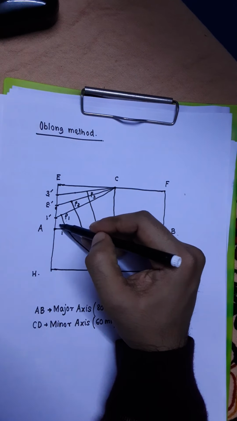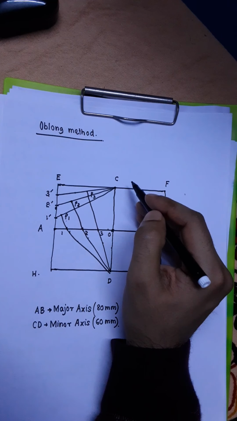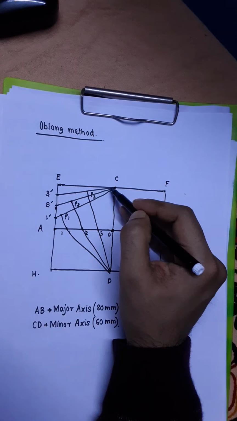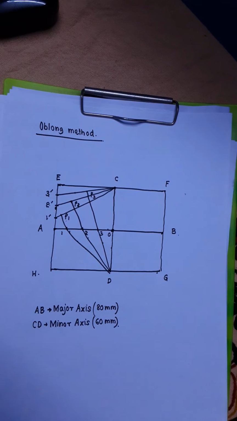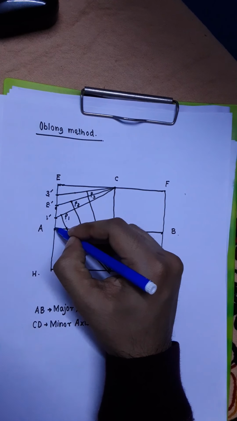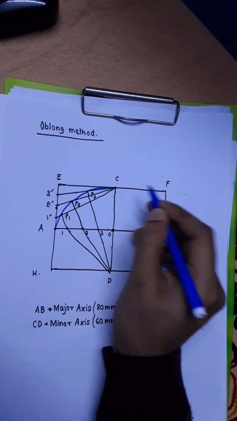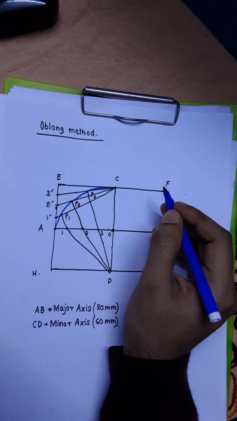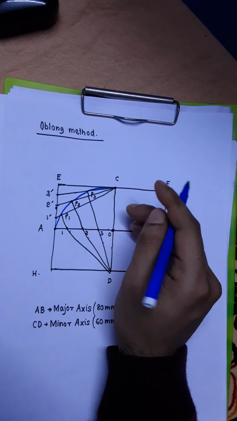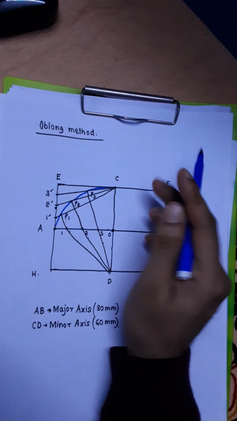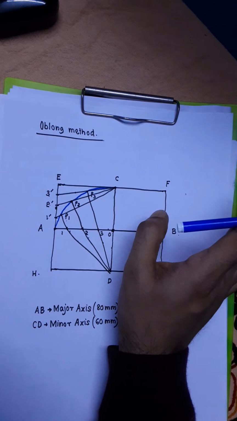So you have 5 points by joining which, with the help of a French curve, you are going to get 1/4 of the ellipse. That 1/4 of the ellipse can be drawn if you join all these 5 points by a smooth curve with the help of the drawing instrument which is called a French curve. So this gives you 1/4 of the ellipse. This blue colored line gives you 1/4 of the ellipse.